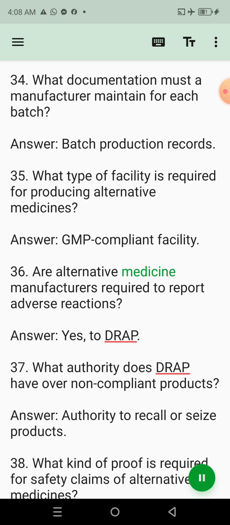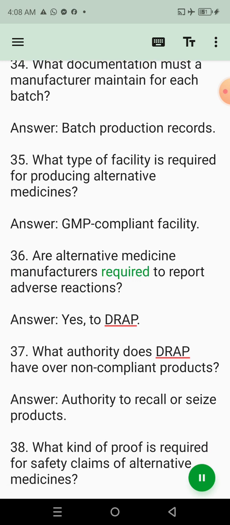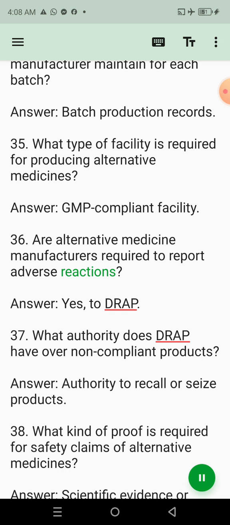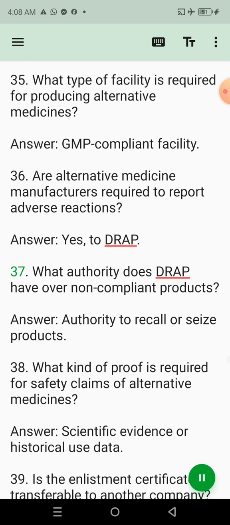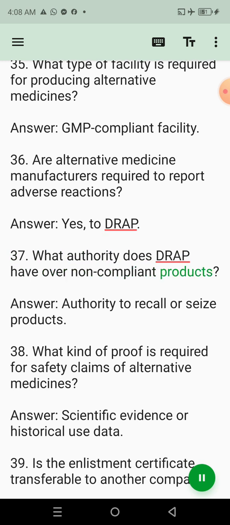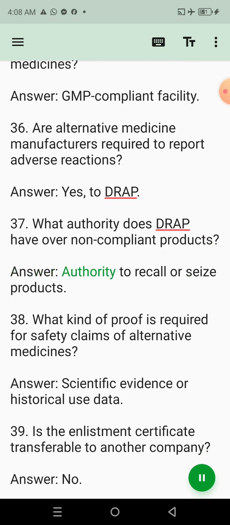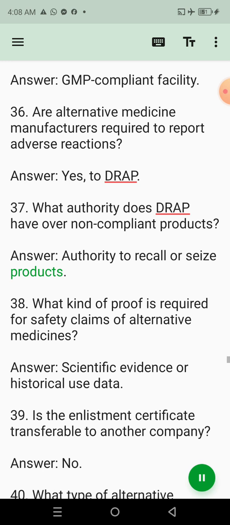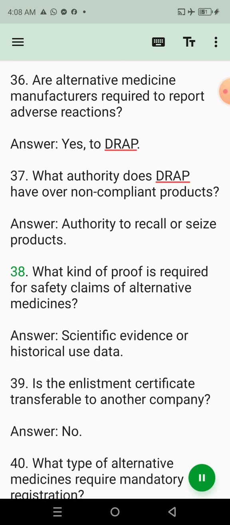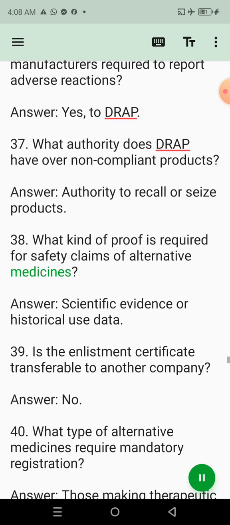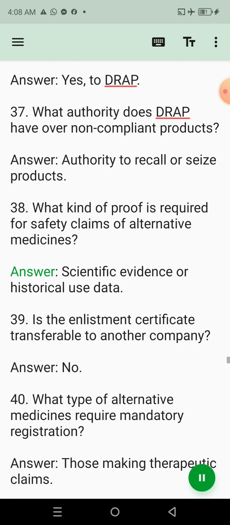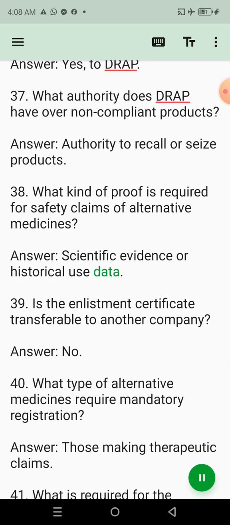36. Are alternative medicine manufacturers required to report adverse reactions? Answer: Yes, to DRAP. 37. What authority does DRAP have over non-compliant products? Answer: Authority to recall or seize products. 38. What kind of proof is required for safety claims of alternative medicines? Answer: Scientific evidence or historical use data.